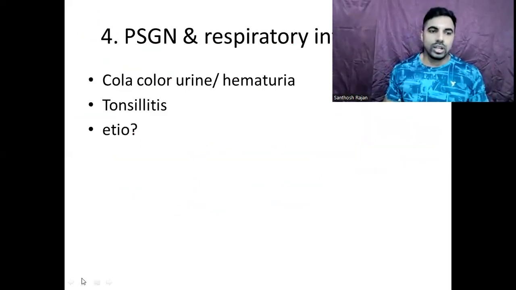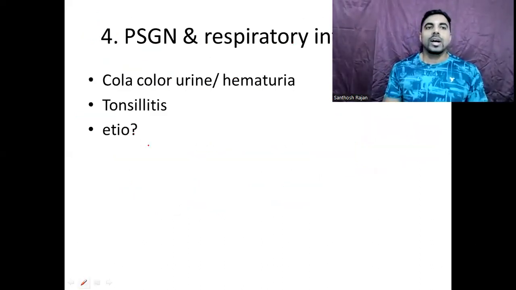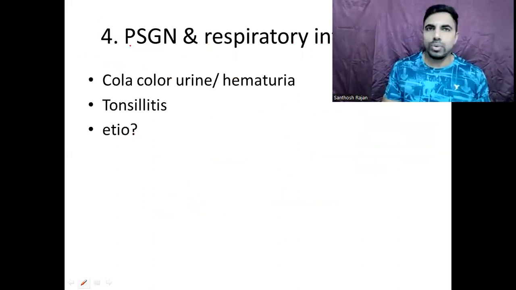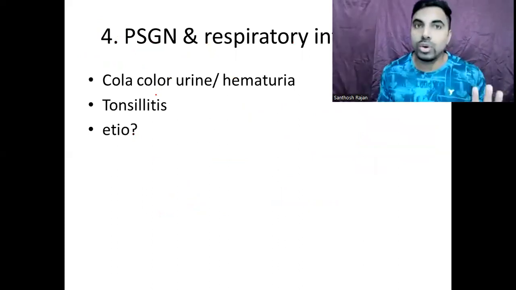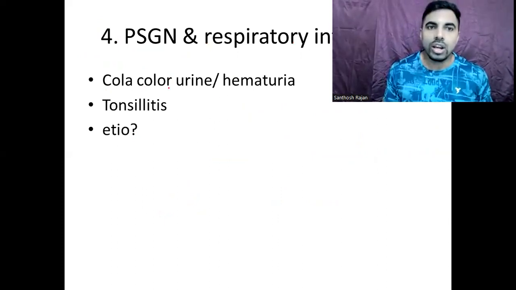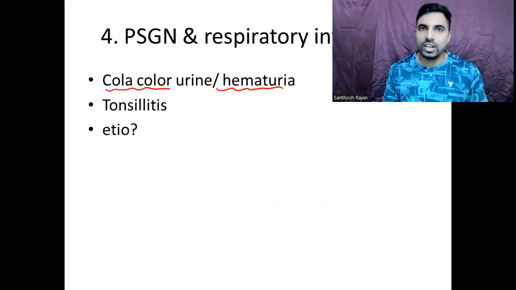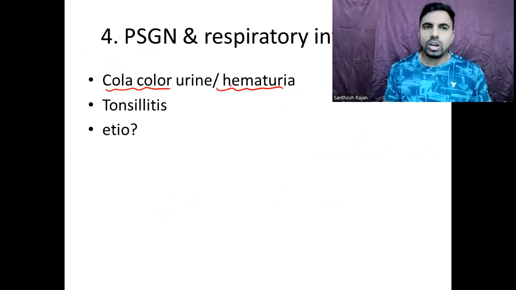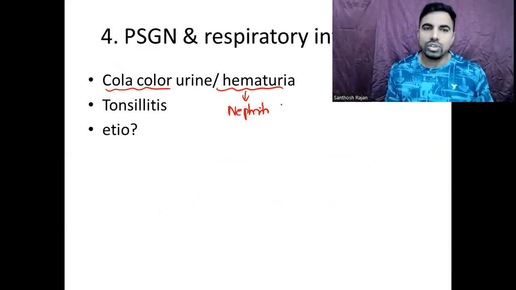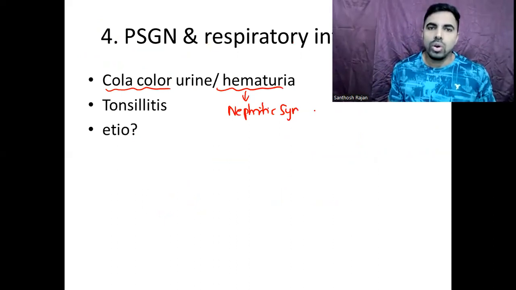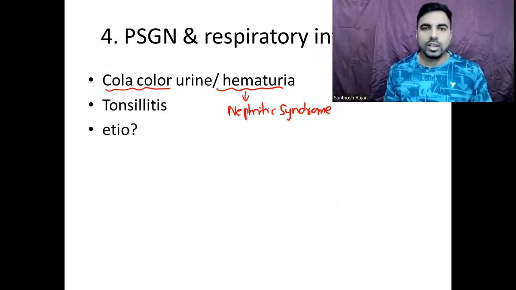Now the next question. The question was related to post-streptococcal glomerulonephritis. I don't know in what way the question was asked. If they say cola color urine or hematuria, any word like that related to renal, that means related to kidney. Cola color urine and hematuria are common for what? Your nephritic syndrome. And the most common cause of nephritic syndrome, frequently asked, is post-streptococcal glomerulonephritis.